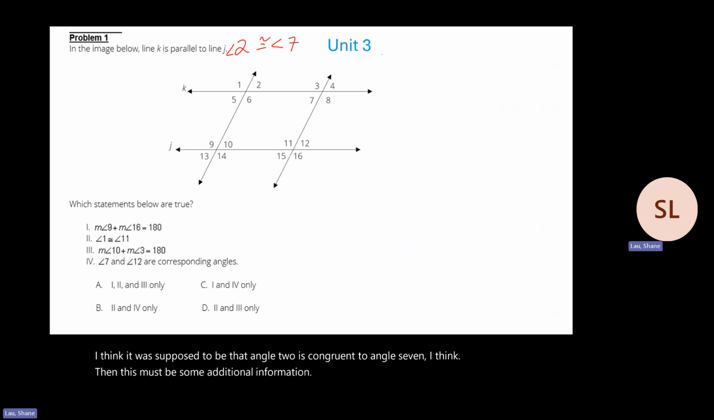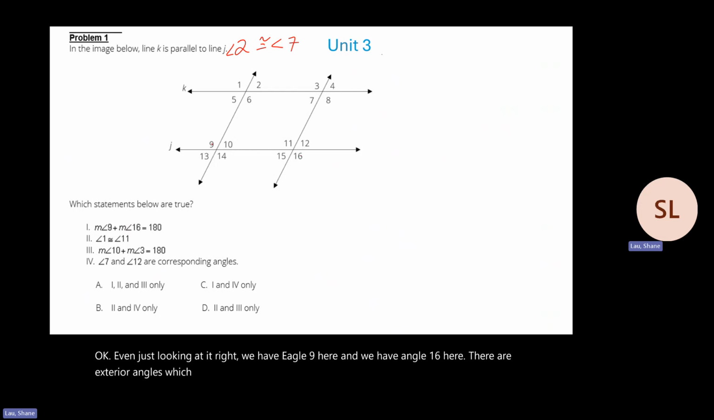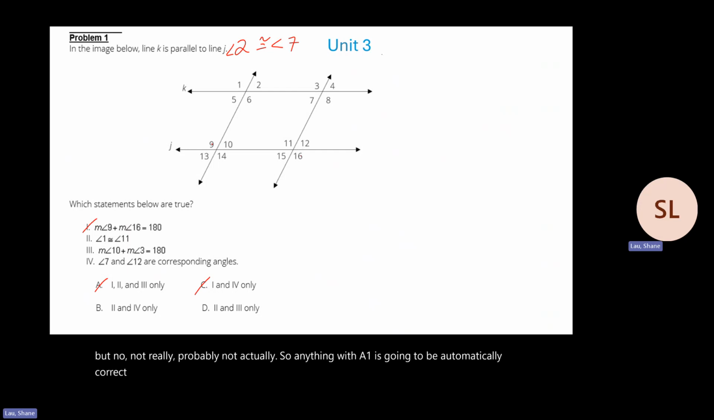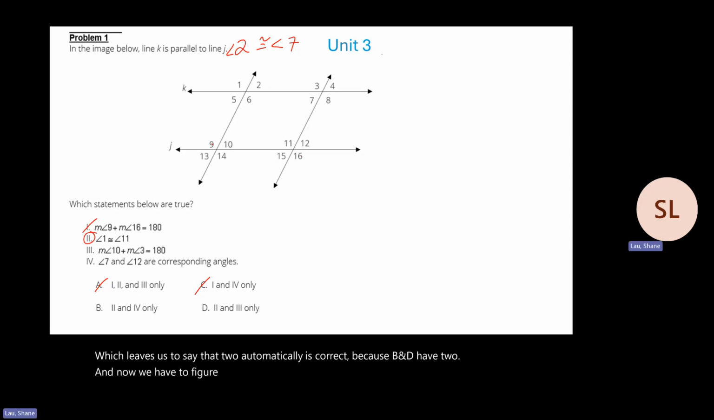Well, even just looking at it, we have angle 9 here, and angle 16 here. They're alternate exterior angles, which doesn't necessarily mean that they're going to equal 180. It's possible, but not really. Probably not, actually. So anything with a 1 is going to be automatically incorrect, which leaves us to say that 2 automatically is correct because B and D have 2. And now we have to figure out if 3 and 4 are correct.